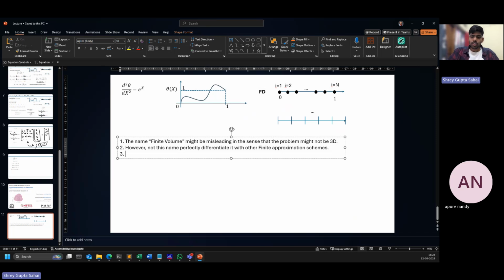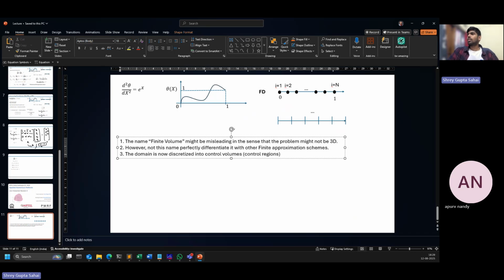So what happens is the domain. What is domain? Domain is the region where your independent variables are defined. It might be an unsteady three-dimensional problem, so the volume will be a hypervolume, a four-dimensional volume. Volume means region in the domain. So the domain is now discretized into control volumes or smaller control regions.